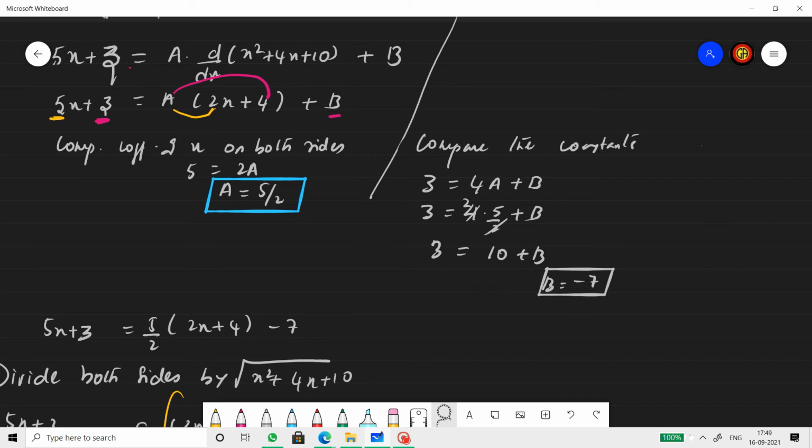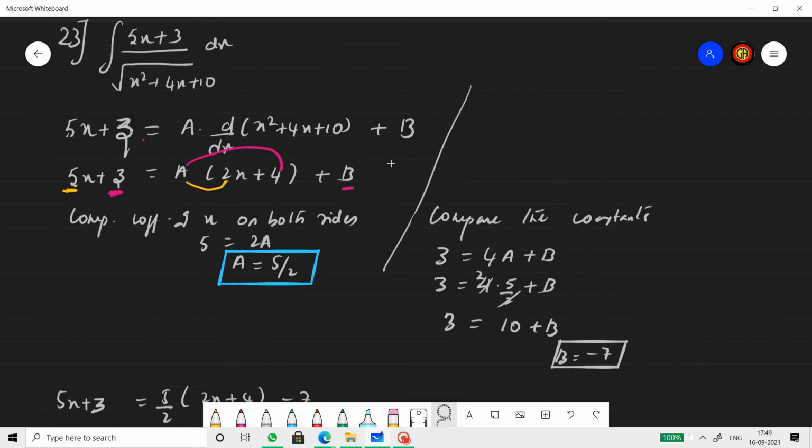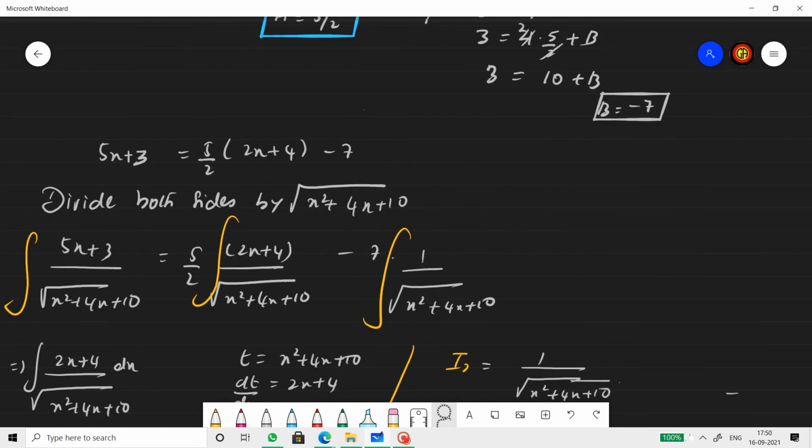Once you find a and b, substitute them back here, not here. Substitute in the statement that you get after differentiating the denominator. So put a as 5 by 2, put b as minus 7. With that, we get this.